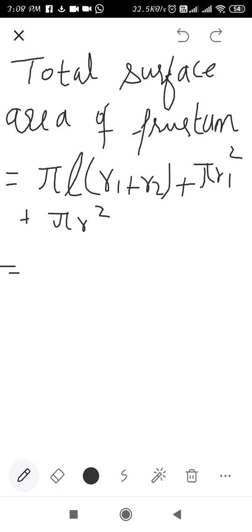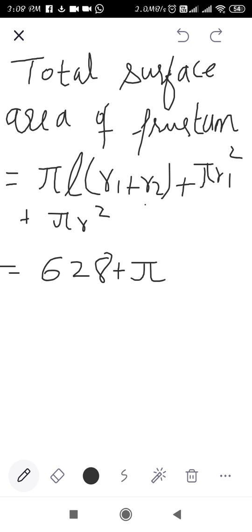So value of L. Now here you can easily substitute the value for this portion, because in the previous step we found the curved surface area, right? Curved surface area is nothing but pi L (R1 plus R2). So here we can directly write down the value, that is 628. So here we'll write 628 plus pi R1 square plus pi R2 square.